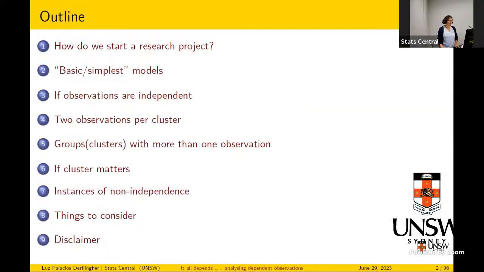So this is the outline. How do we start a research project? I'm going to mention some basic, simplest models. Then what happens when observations are independent, then I'm going to have an example of when we have two observations in a cluster, in a group, then when we have groups or clusters with more than one observation, and then I'm going to mention what happens when cluster matters, instances of non-independence, things to consider, and a disclaimer at the end.